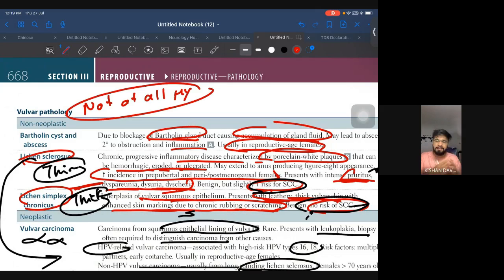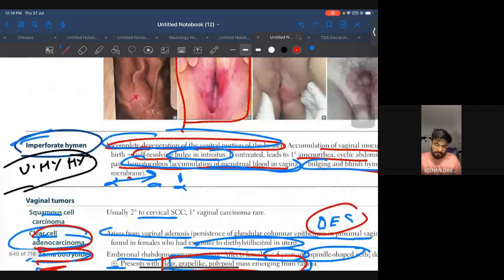Okay, NBME has never asked about sarcoma botryoides, and imperforate hymen is high yield. So don't waste too much time. Just read and remember 1 or 2 points from each of them.